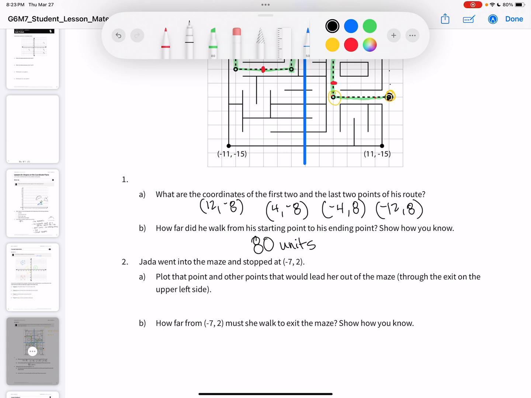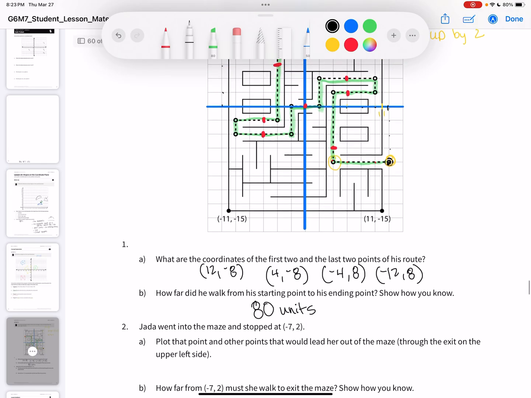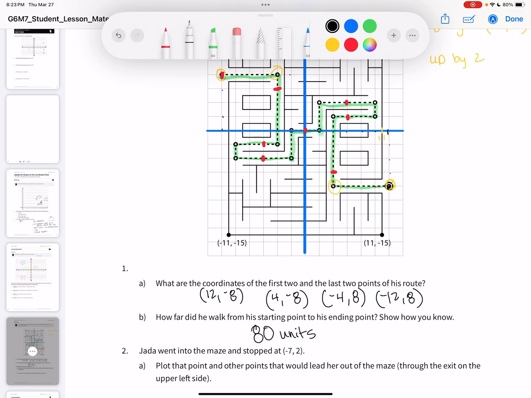Okay. Jada went into the maze and stopped at -7, 2. Plot that point and other points that would lead her out of the maze through the exit on the upper left side. All right, so -7.